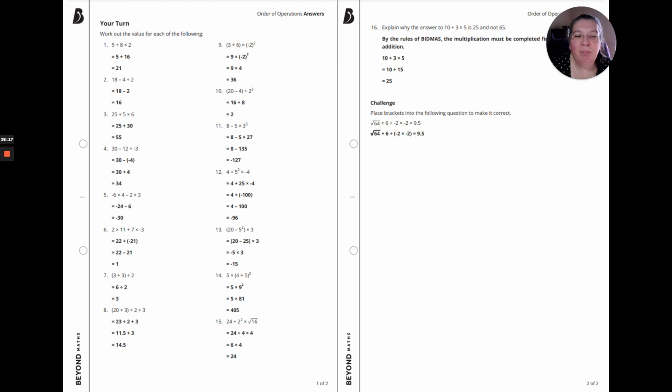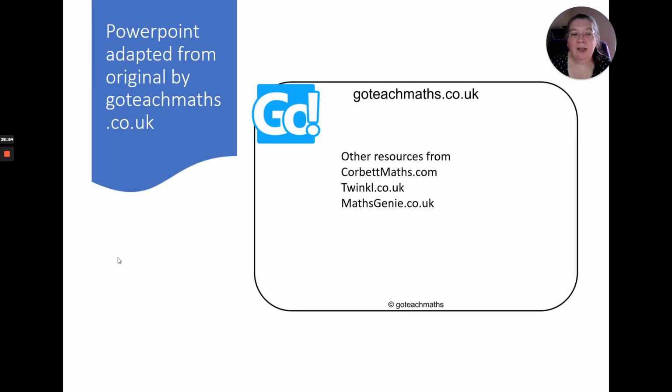Okay, the challenge. Place brackets in the following question to make it correct. Now this is challenging because we've got a root and we've got division and multiplication and negative numbers. So we needed to put the brackets around minus 2 times minus 2. So square root of 64 is 8 plus 6 divided plus minus 2 times minus 2, which would be 4, and that would give you 9.5.